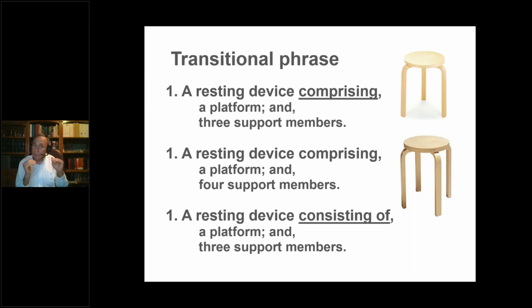Now, if the person had only gotten a claim at the bottom called a resting device consisting of a platform and 3 support members, the field would have been wide open for somebody to come along and get a patent claim that says a resting device comprising a platform and 4 support members. So consisting of is very limited. It means this much and no more. Comprising is very open and very powerful. So that's why you want to distinguish between them when you're looking at the claims.